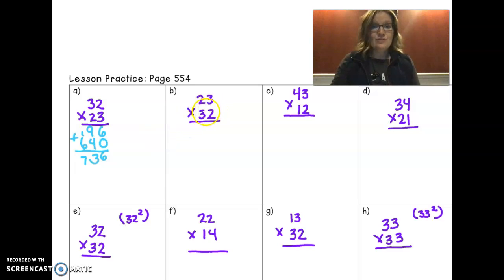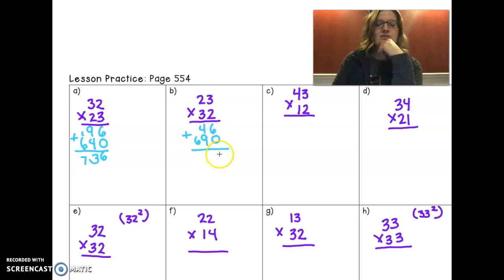Let's try the next one. 23 times 32. 2 times 3 is 6. 2 times 2 is 4. Put a 0 down underneath the ones column. 3 times 3 is 9. 3 times 2 is 6. Let's add this. 6 plus 0 is 6. 4 plus 9 is 13. Carry 1. 736. And here we notice this is the commutative property.